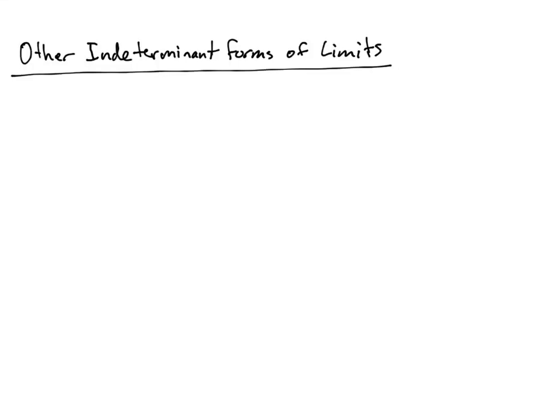In this video, I'll be going over other indeterminate forms of limits. So in the previous video, we looked at the indeterminate forms that were 0 over 0 or plus or minus infinity over infinity. And we saw that if we were evaluating a limit and we ended up with 0 over 0 or positive or negative infinity over infinity, we would use L'Hopital's rule. So L'Hopital's rule works well for those types of limits.